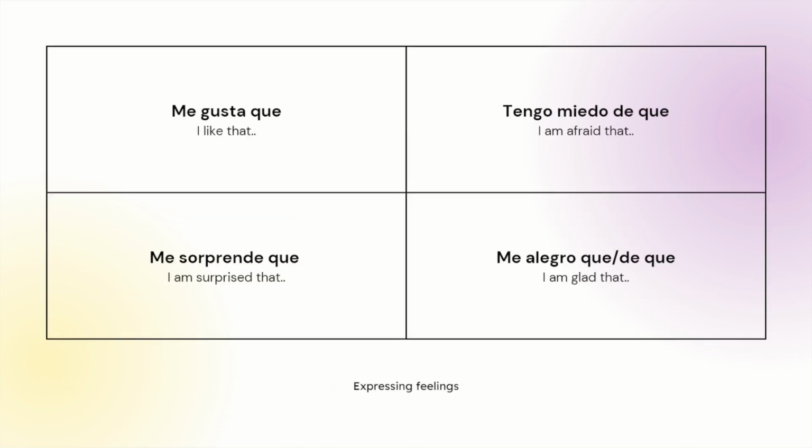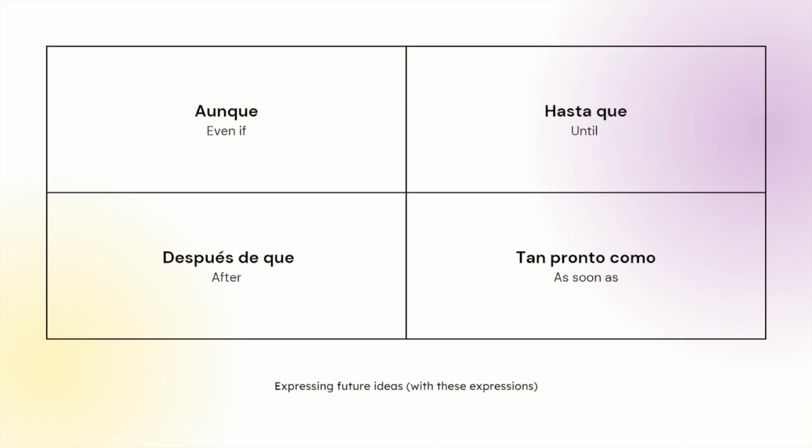If we are expressing feelings, we are going to be using me gusta que, like that, tengo miedo de que, I'm afraid that, me sorprende que, I'm surprised that, me alegro que, or me alegro de que, I'm glad that. And expressing future ideas, we are going to be using these expressions: aunque, even if, hasta que, until, después de que, or tan pronto como.